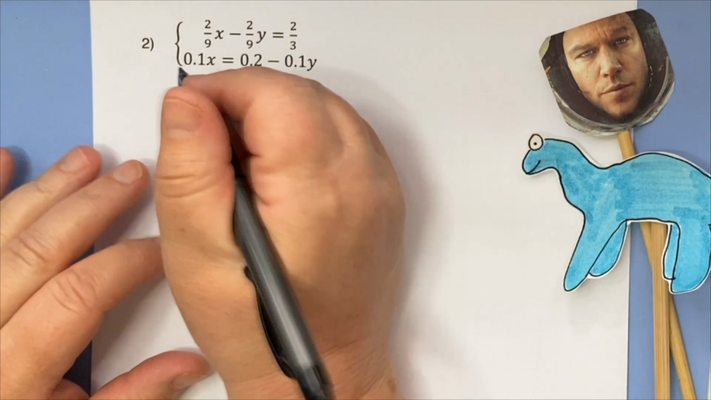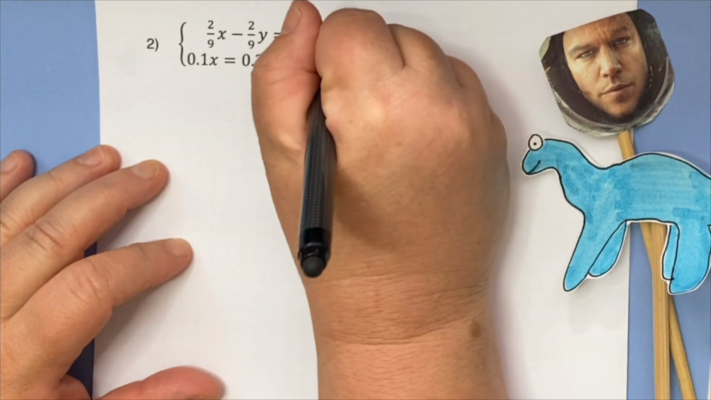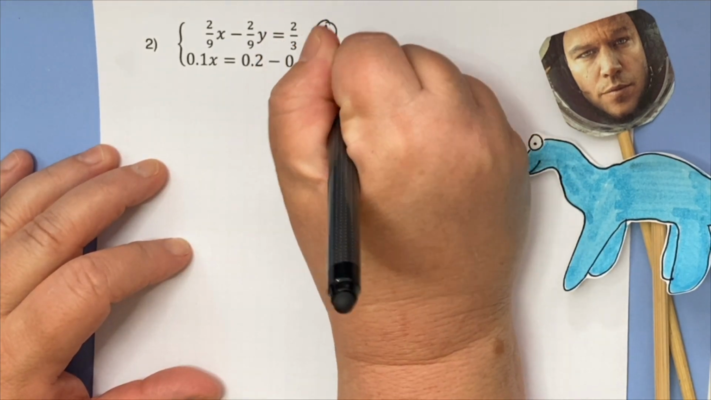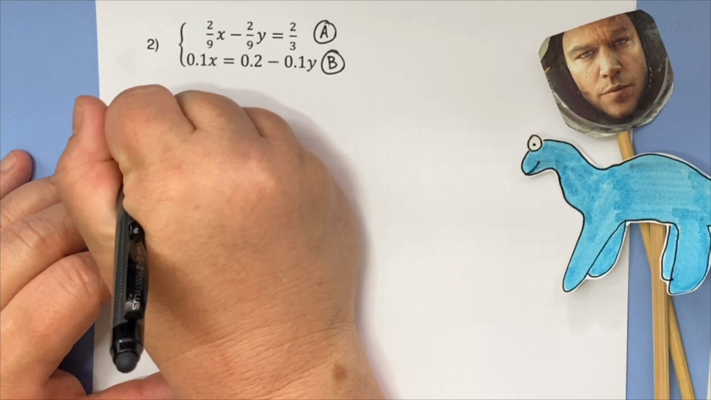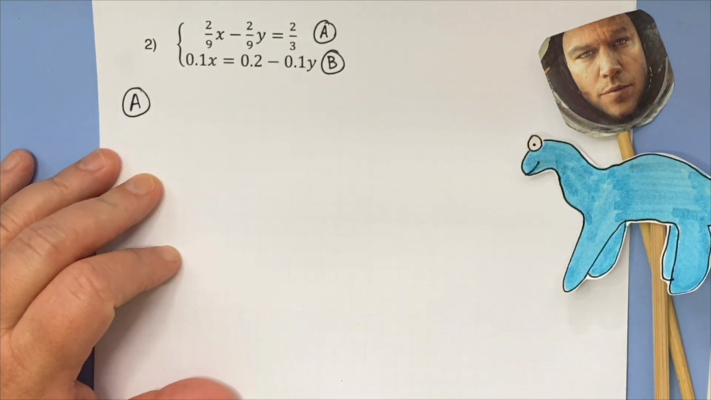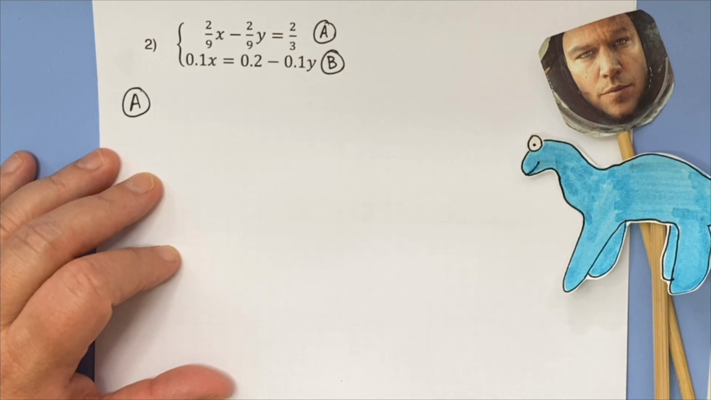There you go. Okay, so I'm going to, again, label this top one A, and I'm going to label the bottom one B. So first step, I'm going to clean up the equations. And at this step, you can do whatever you like. You can choose to clean them up however you like. I'm going to go ahead and clear fractions.